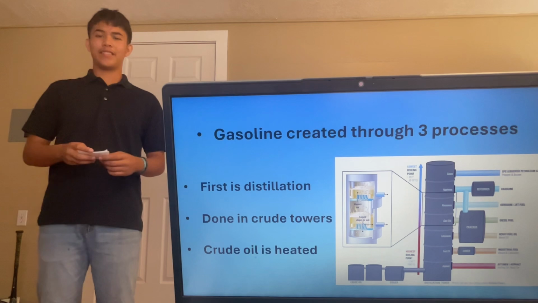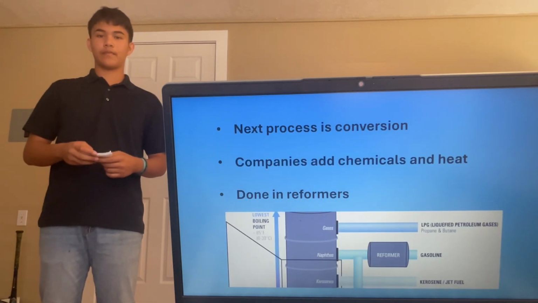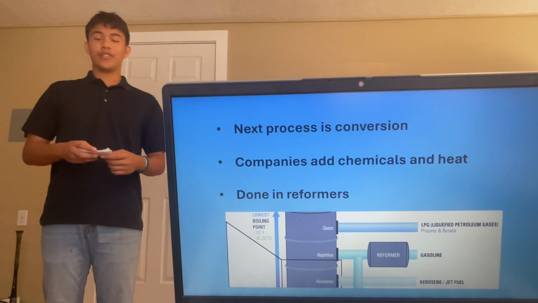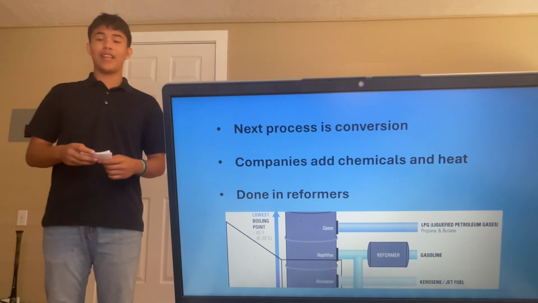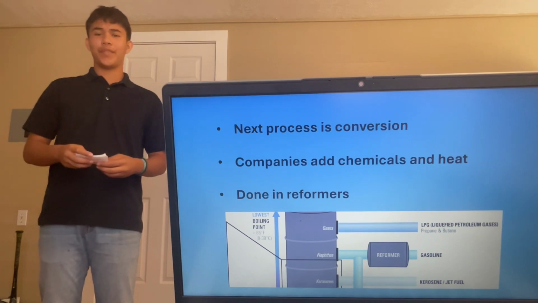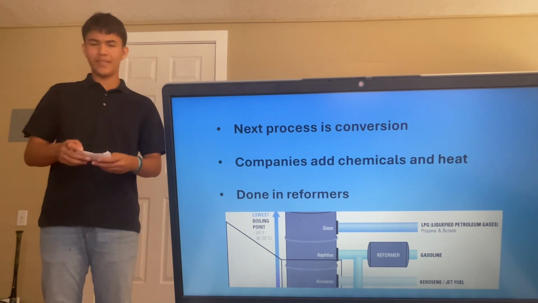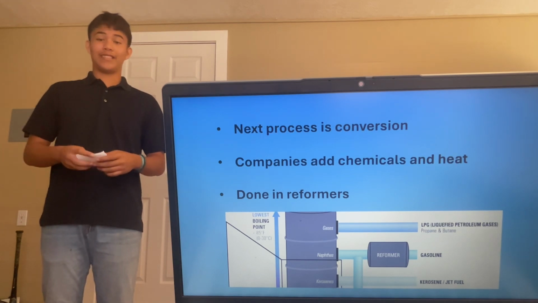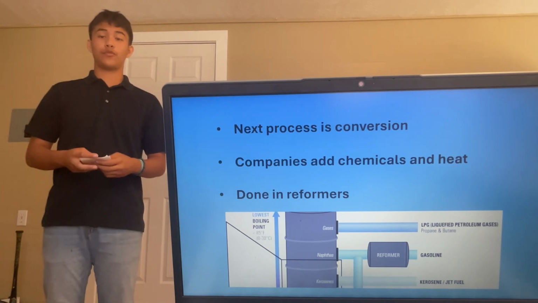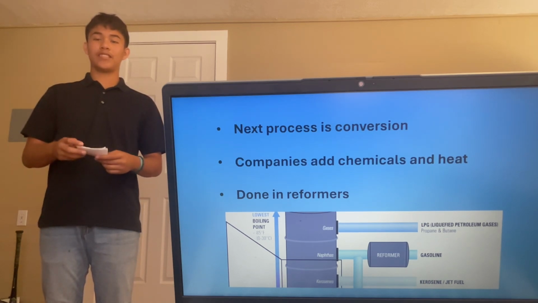The next step in this process is called conversion. In conversion, companies add chemicals and heat to what will be gasoline. This is done in vessels called reformers. The heat is added to break down the larger gasoline particles into smaller ones, and this process is known as cracking.